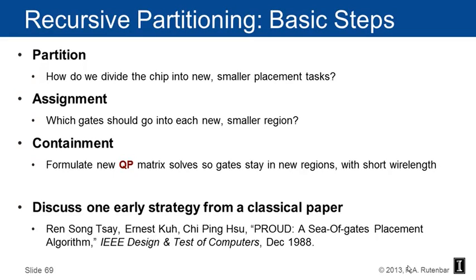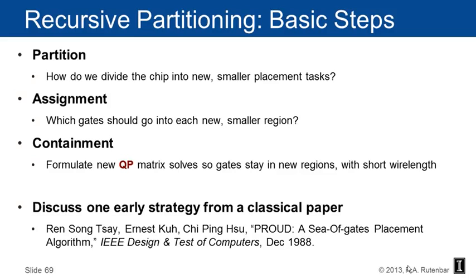So this is a paper from Mensong Tse, Ernie Koo, and Qiping Xu called PROUD, a Sea of Gates placement algorithm, way back from December 1988. This is one of the first generation of analytical sort of placers, one of the first generation of quadratic placers. By modern standards, this is a very, very simple kind of a placer. Modern placers are very much more complicated. The thing I like about the PROUD algorithm, it's really easy to explain how it works.